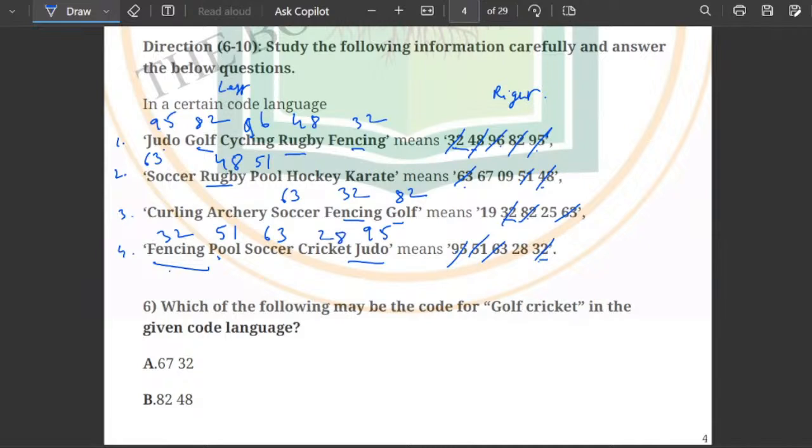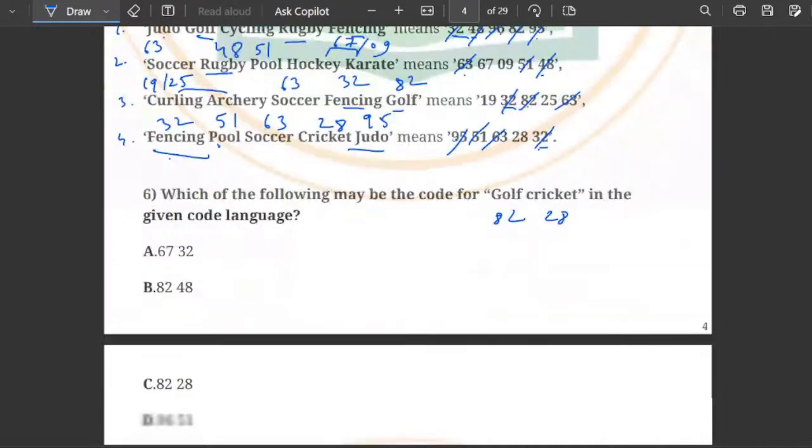Now look here. Hockey and karate, curling and archery. 67 and 09. That means these two can have the value of 67 or 09, depending on the situation. Similarly, curling and archery will have the value of 19 or 25, depending on the situation. Now, what is the first question? We found out the code for each and every word. Which of the following may be the code for golf, cricket? Golf was 82 and cricket was 28. So 82 and 28 is the right answer.